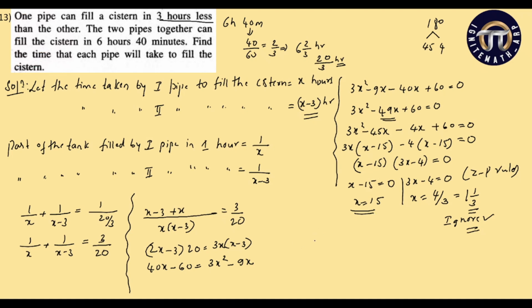So I can write time taken by first pipe to fill the cistern completely working alone is 15 hours. Then time taken by second pipe to fill the cistern is equal to 15 minus 3, that is 12 hours, because it is taking 3 hours less than the first pipe. Clear, children? Right. So now let us move to the next question.